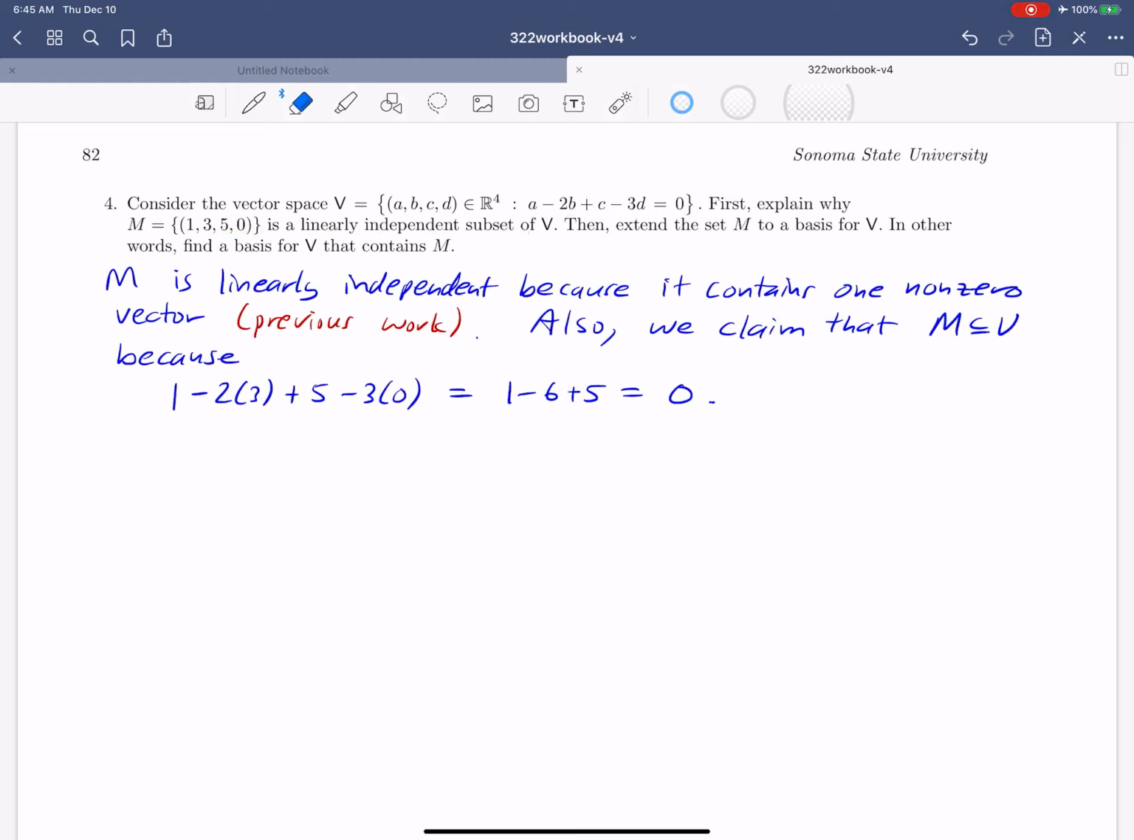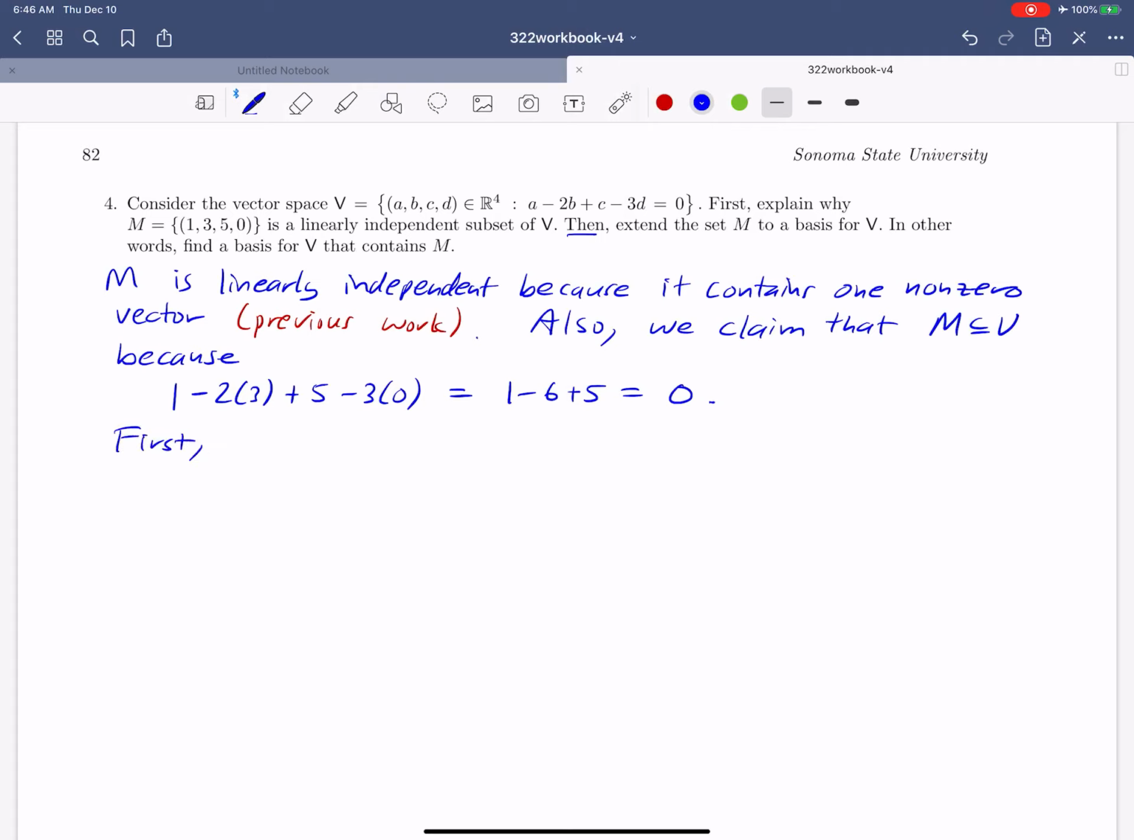And now we're looking at the second sentence: then extend the set M to a basis for V. In other words, find a basis for V that contains M. Now this is a type of problem that we did way back in chapter 1, I think. It's been a while since we did this. There's a standard process for doing this. What we can do is first find a generating set for V, and then use matrix operations to figure out how to get a basis that contains the set M that we want.